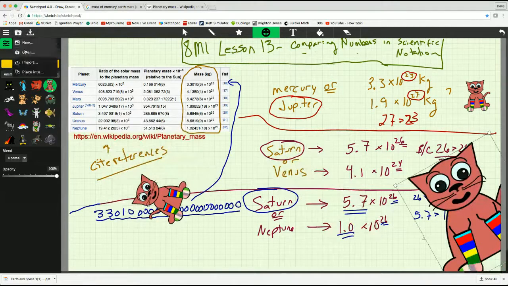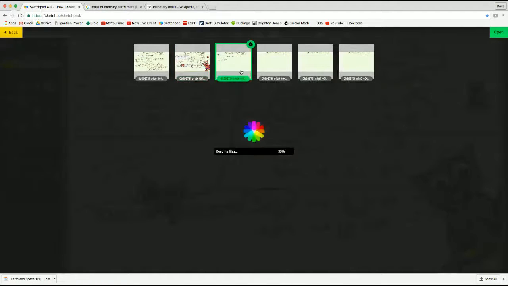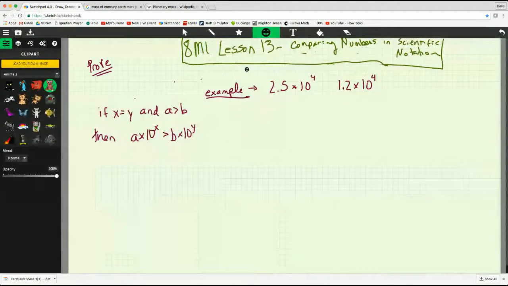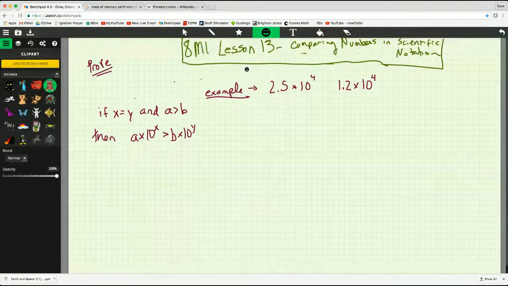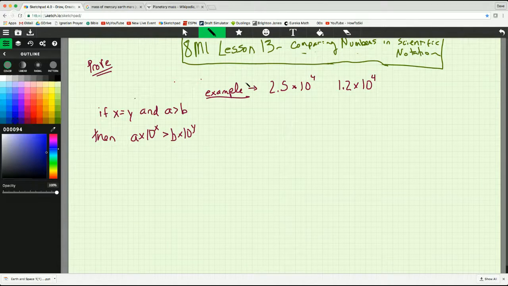Now, this is kind of a harder thing to do, these proofs. I'm not going to do a formal proof, as it were. I'm going to do one that I think is good enough, but also one that you can understand, because proofs, when they get really technical with their notation and stuff, can get hard to understand. So let's look at the two cases that we have for comparing numbers in scientific notation.